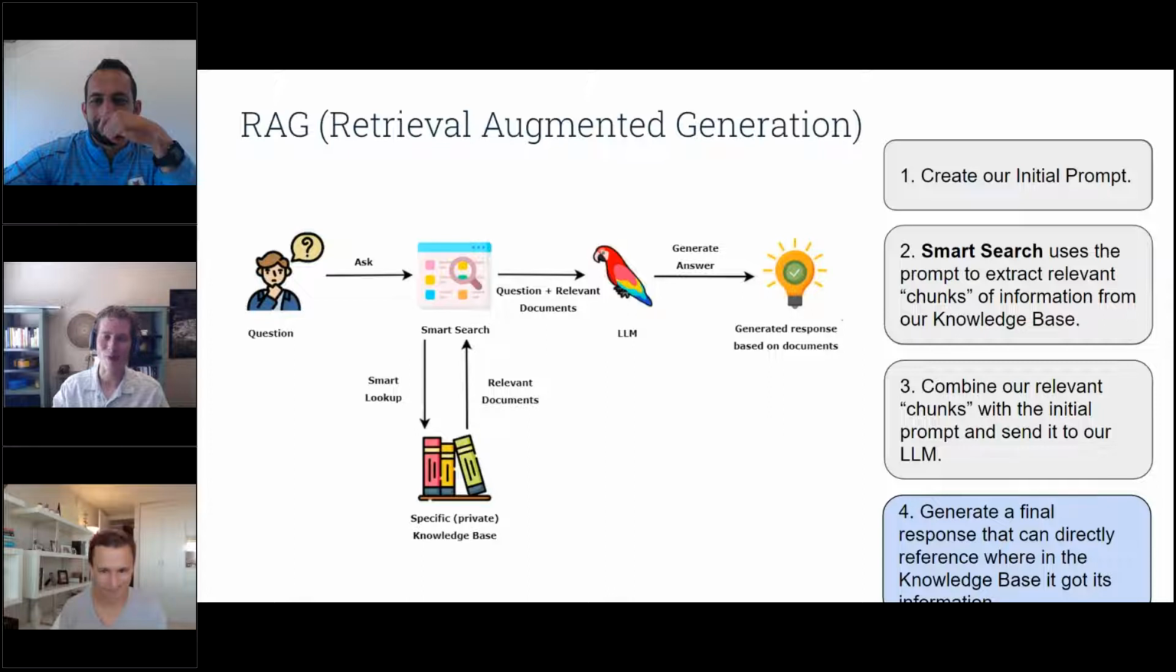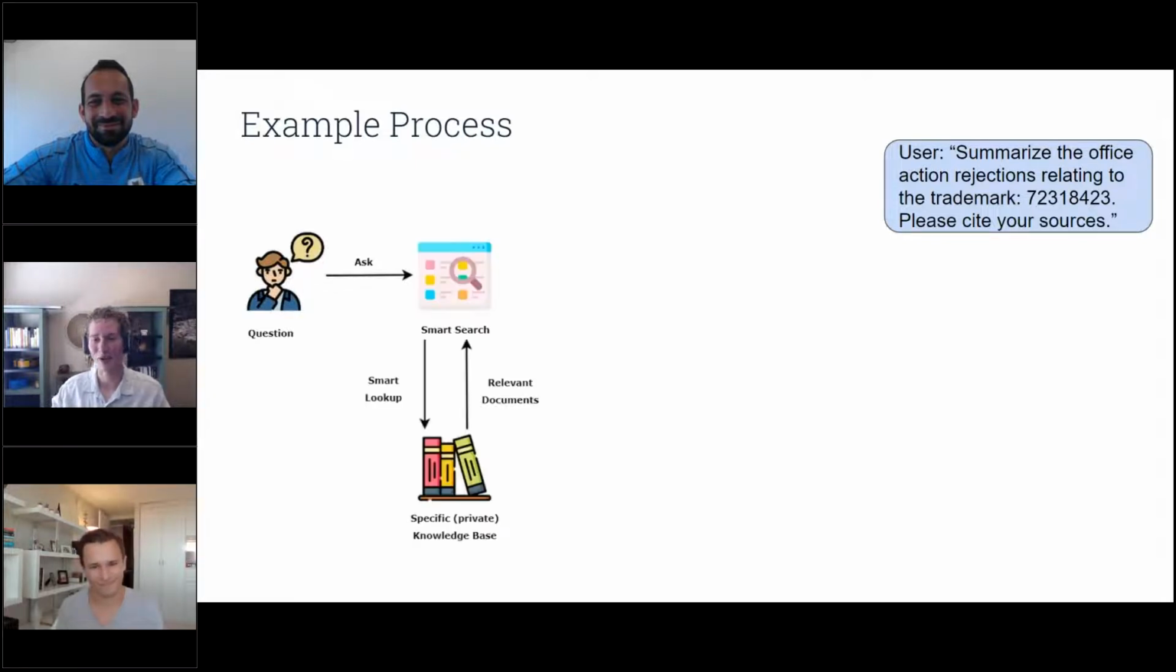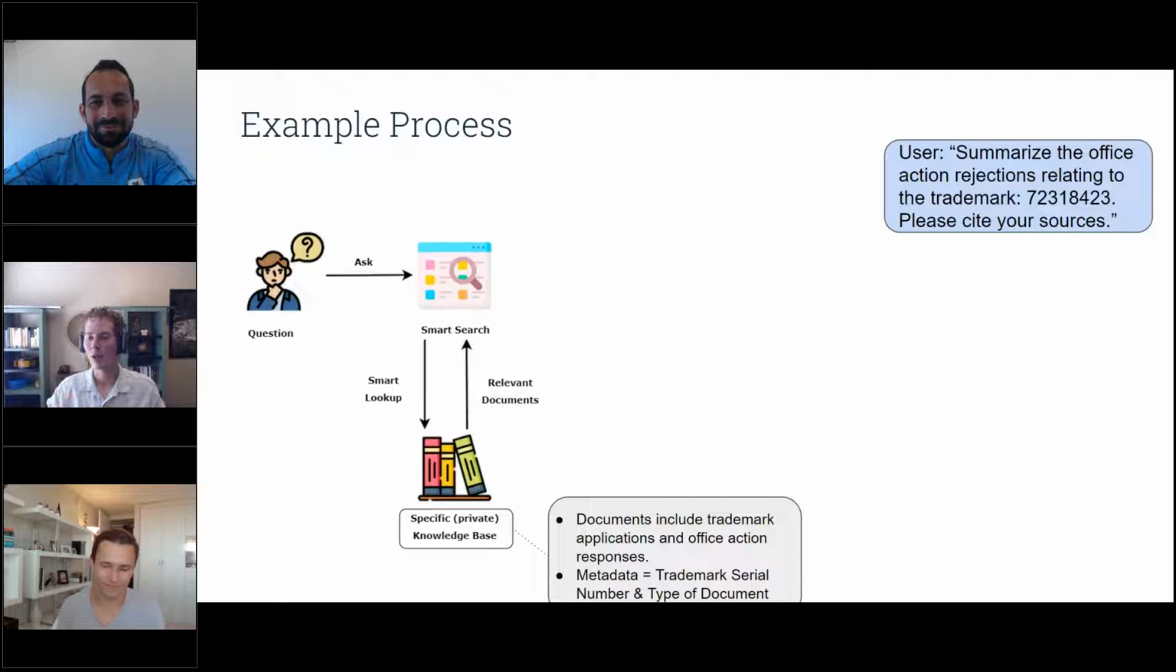And just to go over this maybe one more time with a precise example from Action Responder, let's say a user wanted to summarize a very specific trademark. So trademark 7231843. I don't think this is an actual trademark, but it's a serial number that refers to it. And this goes through our smart search process, where you can imagine our knowledge base includes trademark applications, maybe office action responses. And there's also this concept of metadata, which in this case is the trademark serial number and the type of document. You can think of metadata as a way to tag your documents so that it's easier to find them.